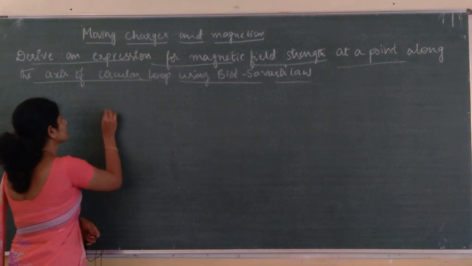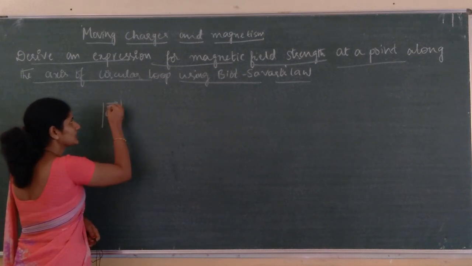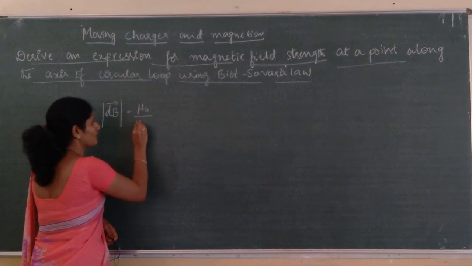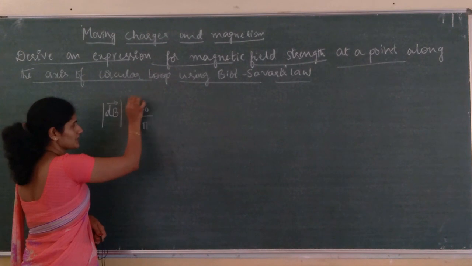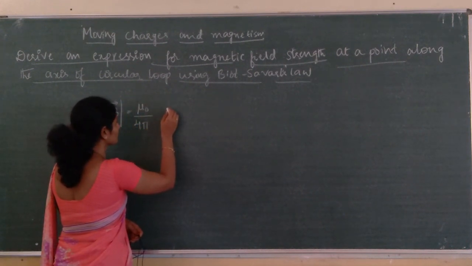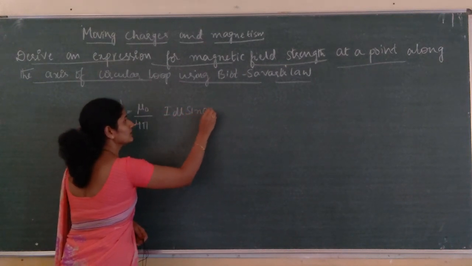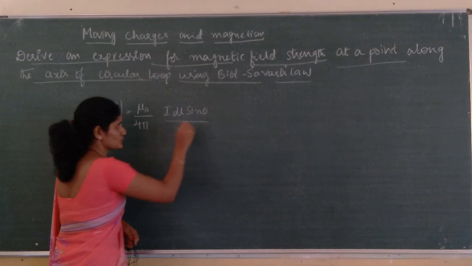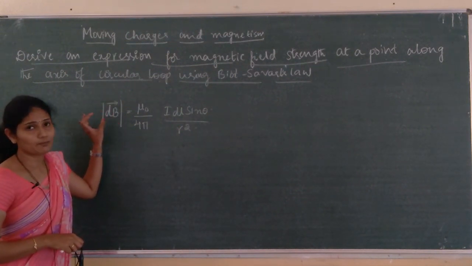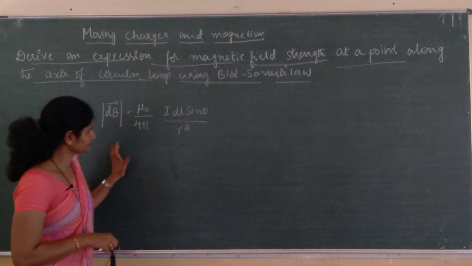We know that the magnitude of the magnetic field, dB, is mu naught by 4 pi. This is a proportionality constant, mu naught by 4 pi into I dl sin theta divided by r square. So this is the expression for the magnitude of the magnetic field at a point P.